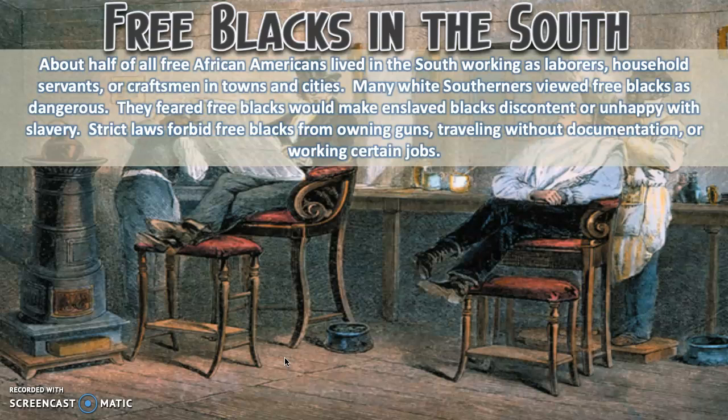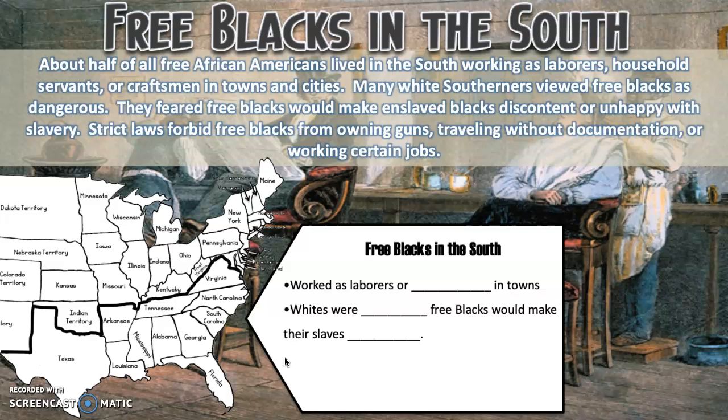And truly, we know that it doesn't take seeing someone who's not a slave to know that you don't want to be a slave. So the South started to create strict laws that forbade free Black people from owning guns, from traveling without documentation, from working in certain types of jobs. All of these were methods of keeping freed Black people from holding any sort of power. They couldn't vote, so they weren't treated as citizens, even if they were born here in the United States.